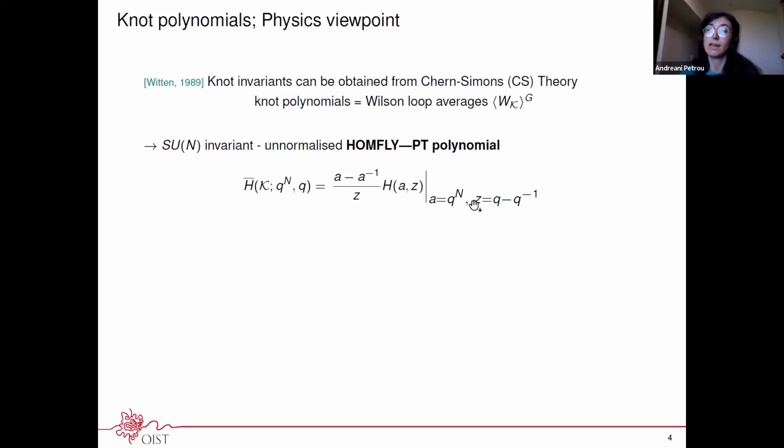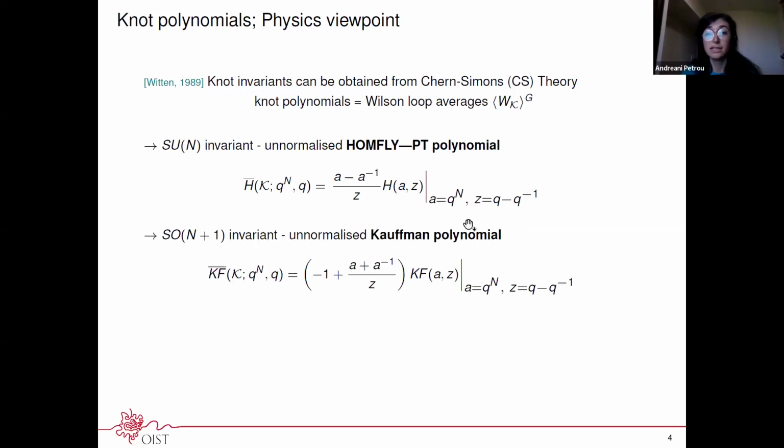This theory also prescribes a change of variables in terms of q, which is a parameter depending on Chern-Simons theory. We replace a with q to the power n, n being the rank of the gauge group, and z is equal to q minus q to the minus 1. And similarly, the Kauffman polynomial corresponds to the SO(N+1) invariant with now this normalization factor.